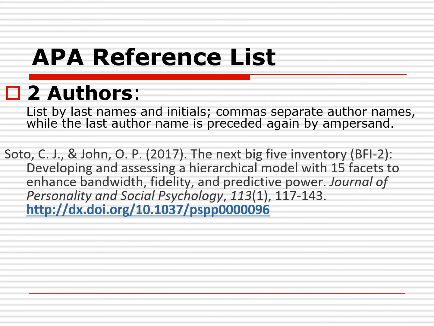Another example, two authors. So we have in the reference list, the first author is Soto, CJ is their initials, and then we use the and sign to separate out to put then the second author, which is John, is the last name.